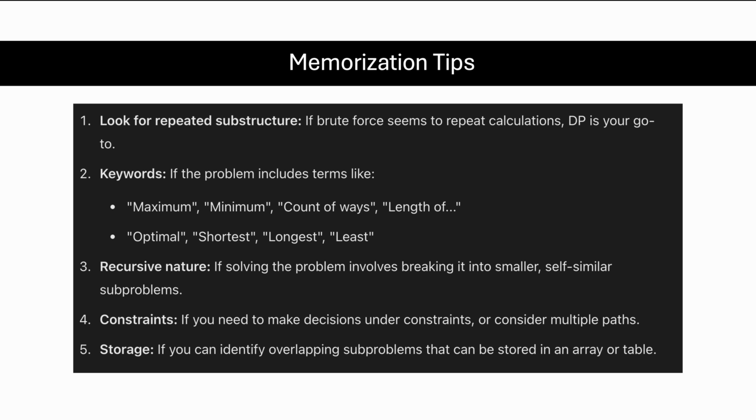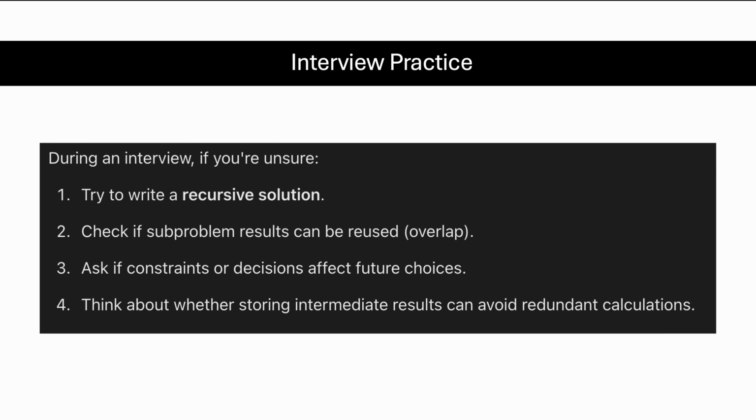Constraints: if you need to make decisions under constraints or consider multiple paths, that is where you have your memoization tips. It is giving you DP as a solution. Storage: if you can identify overlapping subproblems that can be stored in an array or table, meaning you store the solutions of the overlapping subproblems for efficiency and later reuse them without calculating again, this also signifies DP can be used as the solution.